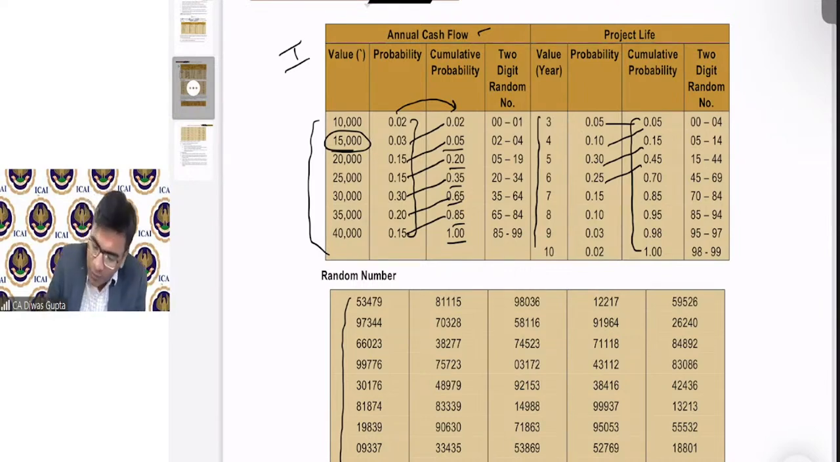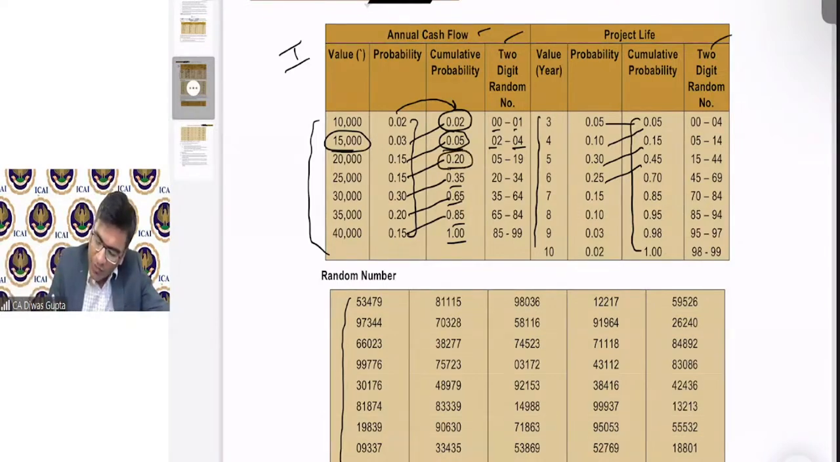Whatever has come, let's say, that has been calculated. Okay. Now this column, please refer to these two columns. This says 2-digit random number. So how it has been structured is, the cumulative probability till here is 2%, right? So 00 to 01, right? Then this is up to 5, right? So 02 to 04, like one number before, the upper range and lower range.